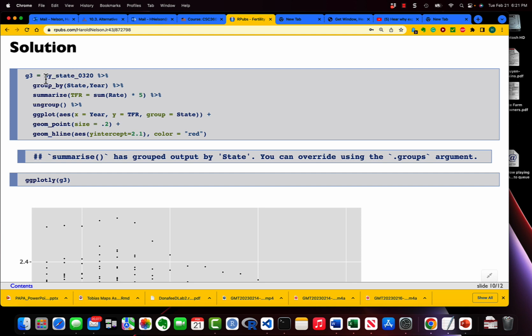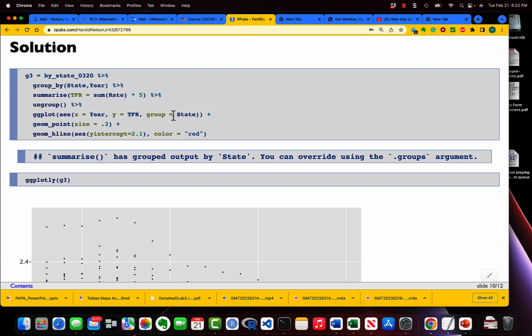So G3, by state 320, this time group by state and year. And again, the same arithmetic to get the total fertility rate. And then after we've done the summarizing, we do the ungroup. And then in the ggplot, X is year, Y is rate, and group is state.